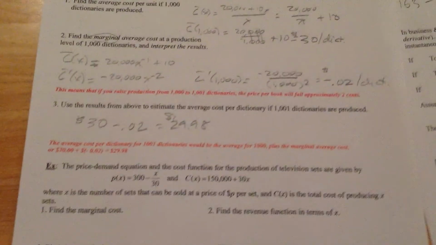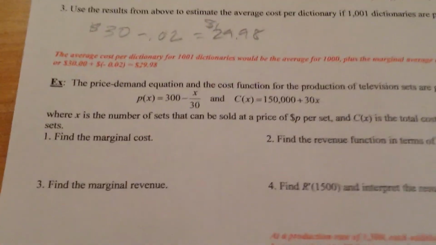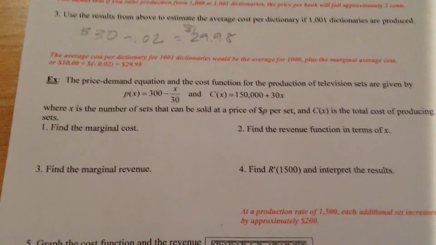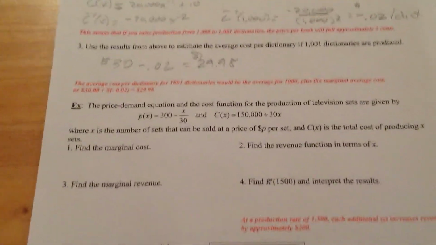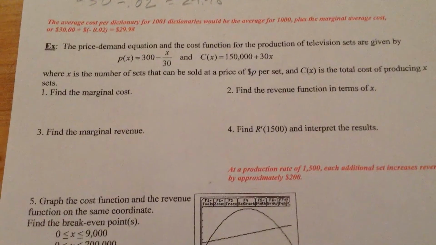All right. One more example, and this has a whole bunch of stuff to it, including a graph, and I'll show you how to do that in your graphing calculator. But notice this one's a little bit different. It's given us a price demand equation and a cost function for producing television sets.